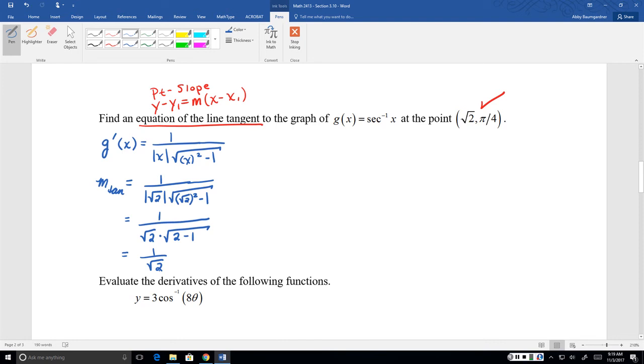Because we're going to put it into a formula for the equation of a line, let's rationalize this so that we don't have a square root in the denominator. So there's our slope, square root of 2 over 2. And we'll now say y minus our y value equals our slope times x minus our x value. We'll distribute there.